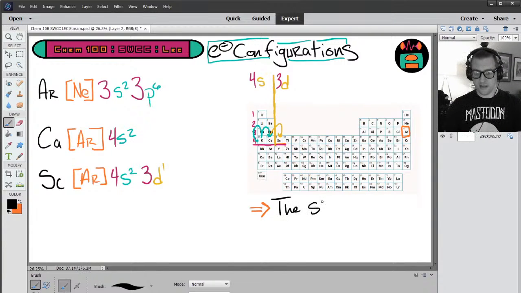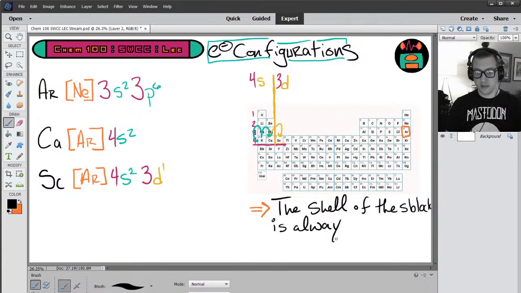The shell of the S block is always 1 higher than the D block shell.